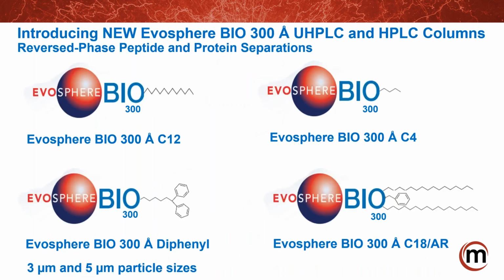We've expanded the Evosphere pore size from 100 angstrom to 300 angstrom with 4 chemistries as well. This is exciting because peptide and protein separations that can benefit from higher efficiencies and more retention are pretty much unlocked here. We've recently seen excellent QC results on a C4 Bio 300 that's been really good, really exciting.